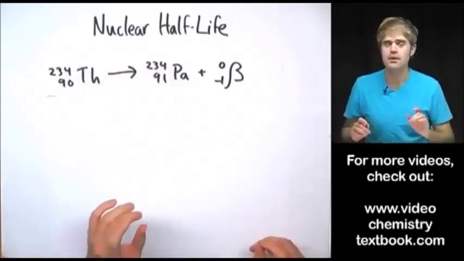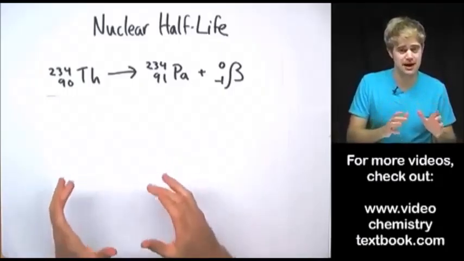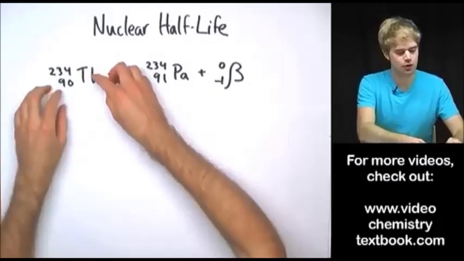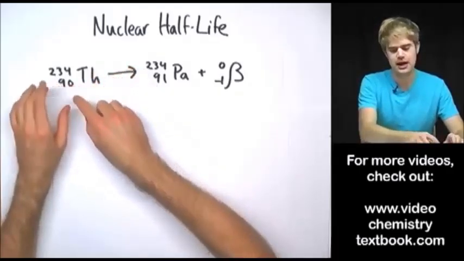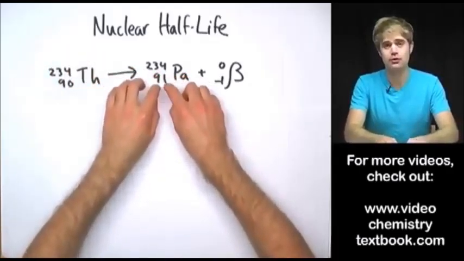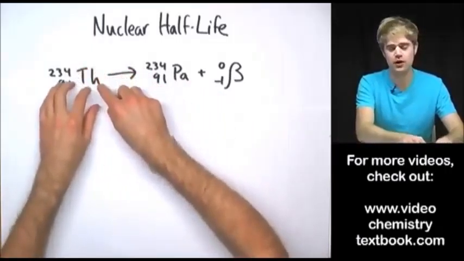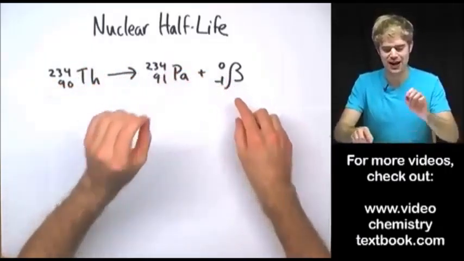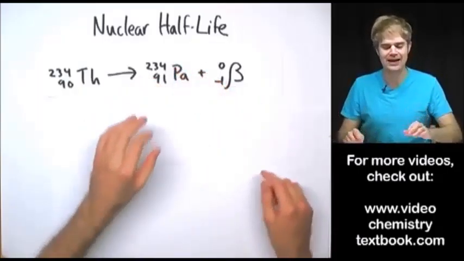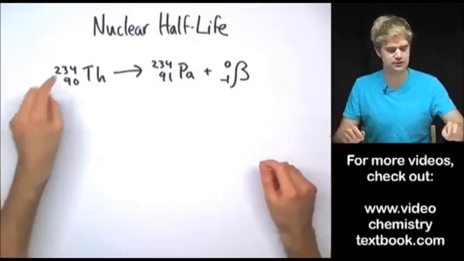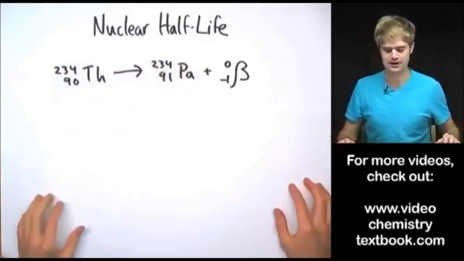So it originally had 90 protons, and then it gets 91 protons. But here's the thing. The number of protons an atom has determines what kind of an element it is. So when thorium, which had 90 protons, ends up getting 91 protons, it changes into a different element. What used to be an atom of thorium now turns into an atom of Pa, protactinium. Okay, so this is a decay process for thorium turning into protactinium.